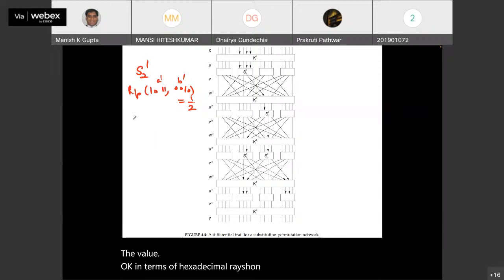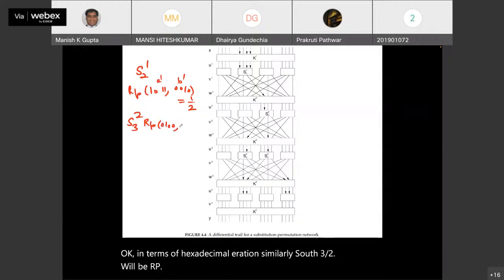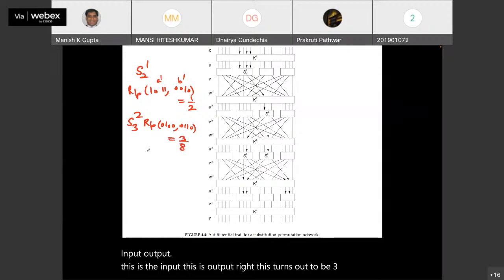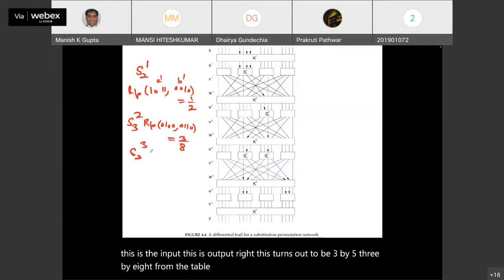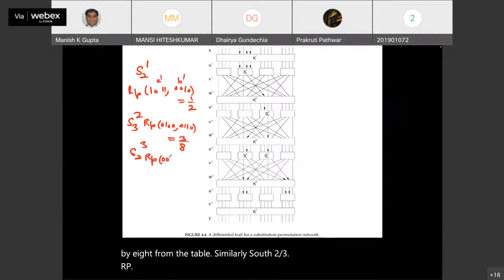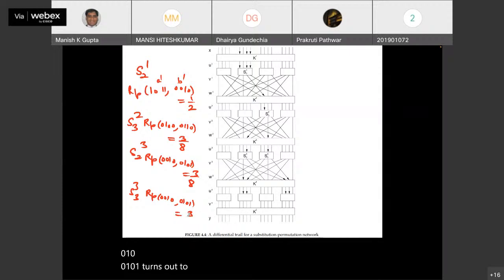Similarly, S32 will be RP of 0100 and 0110, where this is the input and this is the output. This turns out to be 3 by 8 from the table. Similarly, S23 RP of 0010 and 0101 turns out to be 3 by 8, and finally S33 has RP of 0010 and 0101, which also turns out to be 3 by 8.